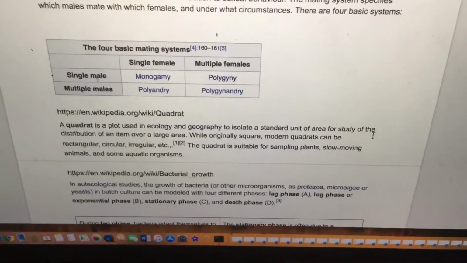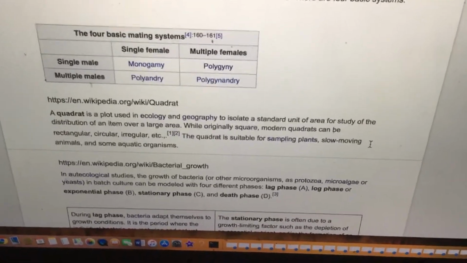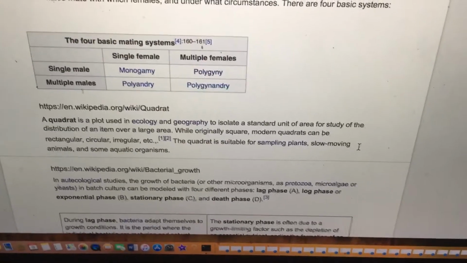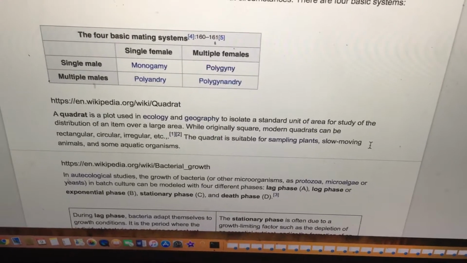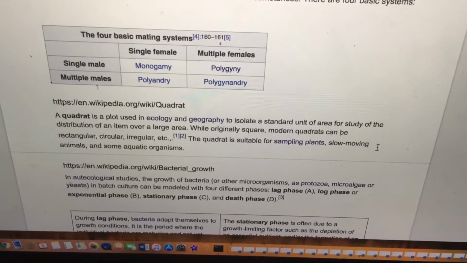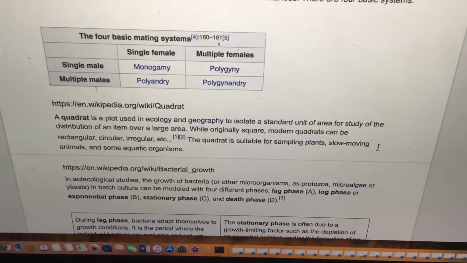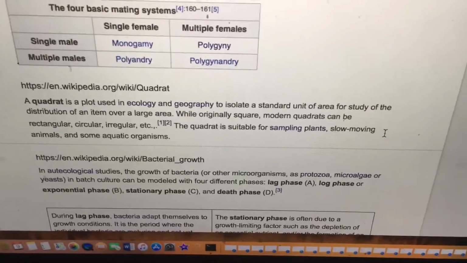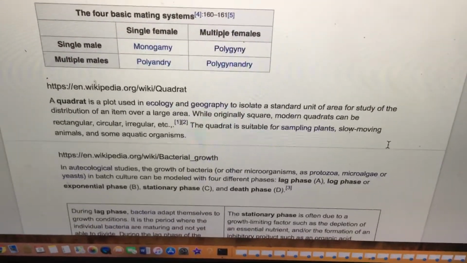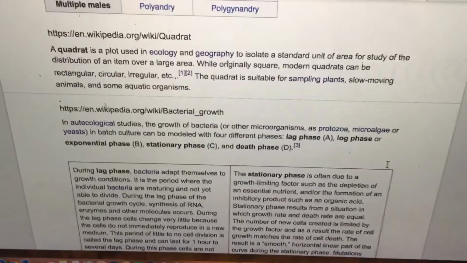The fourth is different. A quadrat is a plot used in ecology and geography to isolate a standard unit of area for study of the distribution of an item over a large area. While originally square, modern quadrats can be rectangular, circular, irregular, etc. The quadrat is suitable for sampling plants, slow-moving animals, and some aquatic organisms. Quad means 4.